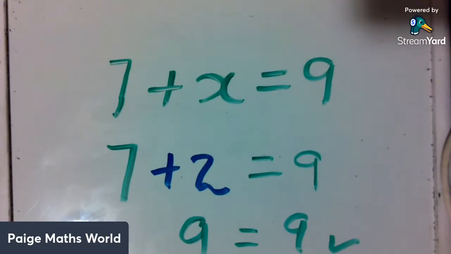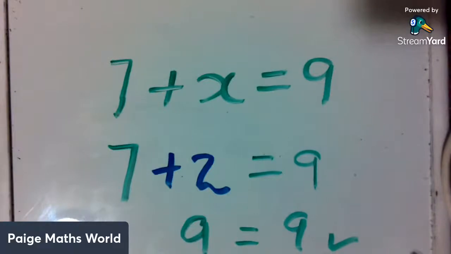Because the only number you can add to 7 to make 9 is 2. But what about when you get problems with 3 or 4 variables within the problem? How can we move to that? But before I go there, let us try some subtraction. We're going to subtract and see if we get the answers the same way.